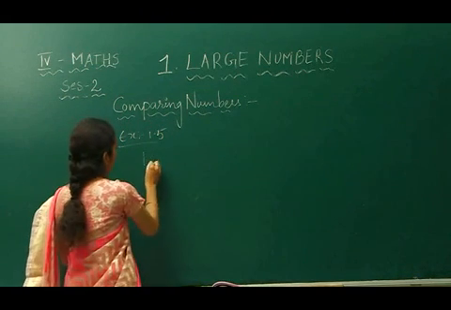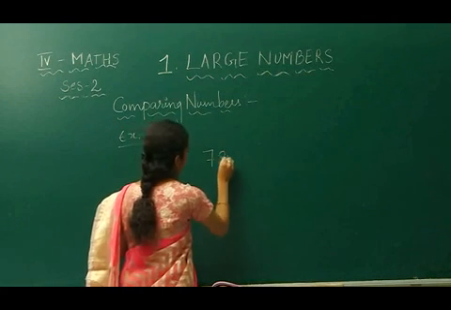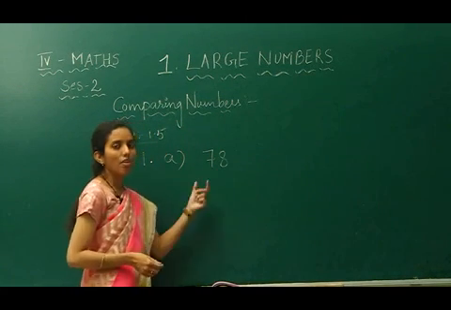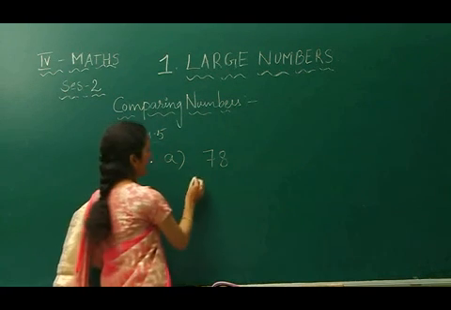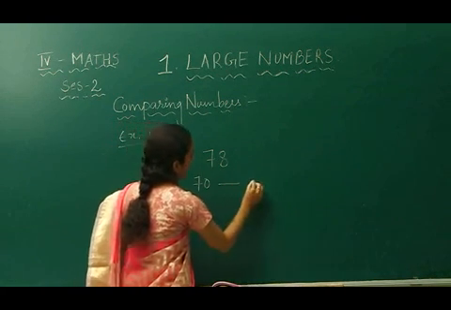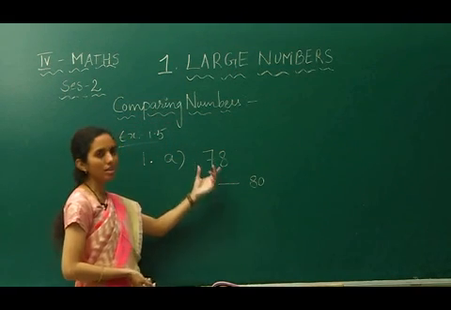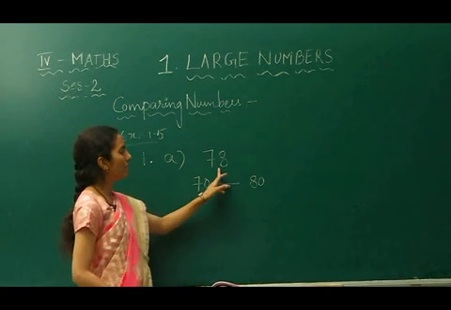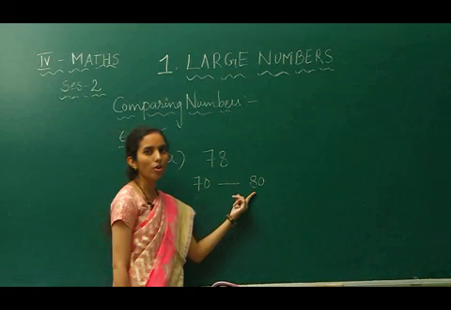First question, part A: 78. So, how do you round up the 78? Where is 78 on the scale? 78 is between 70 and 80. Yes or no? The number 78 is in between 70 and 80. So, 78 is nearer to 80 or 70? It is nearer to 80.